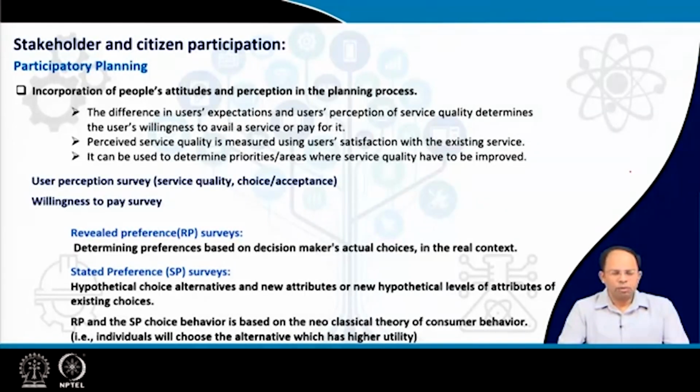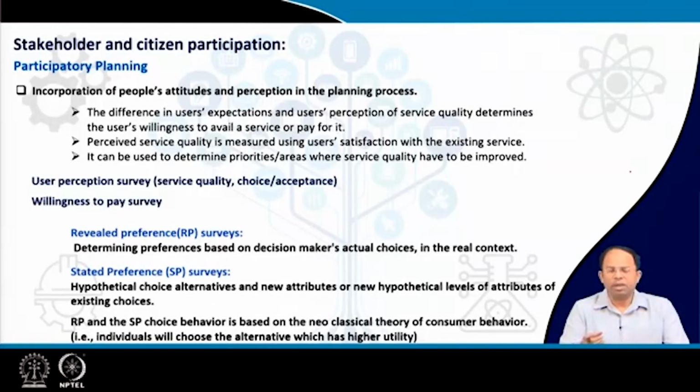So, the difference in users' expectation and users' perception of service quality determines the user willingness to avail a service or even pay for it. That means people expect certain things, and they have their own perception about a particular service. Now, perception is not the actual value. That means the municipality may be providing a certain kind of service. As per the municipality, it is up to standard, but people may perceive it to be very poor, right?